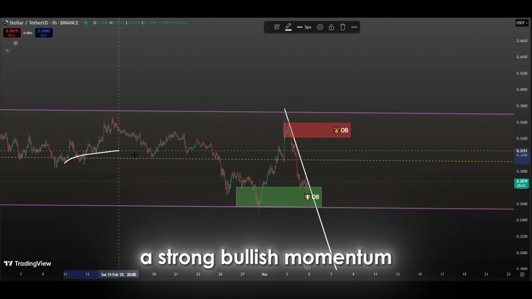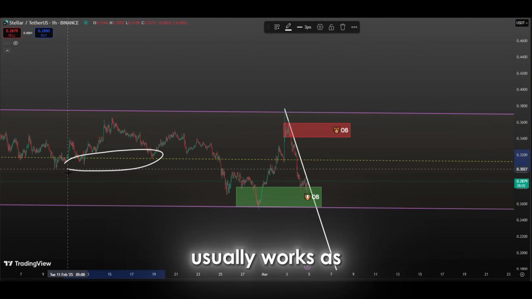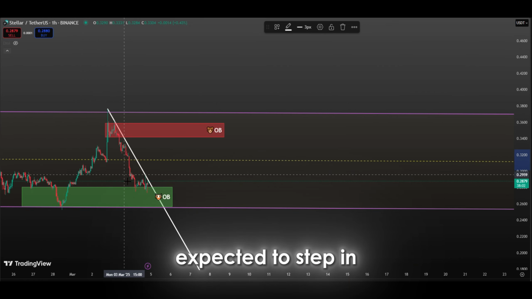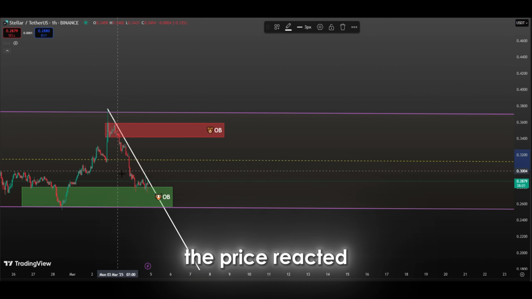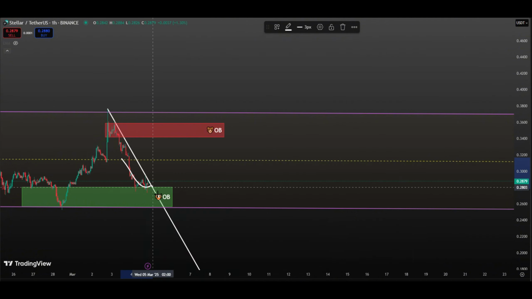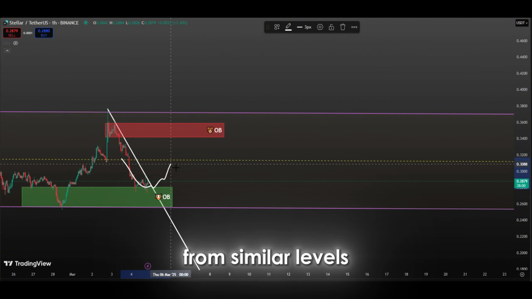The current price level is close to the lower band of the channel, but it has not yet gained a strong bullish momentum. The lower band usually works as a strong support level where buyers are expected to step in. Looking at how the price reacted when it came to this area before, it seems to have received upward reactions from similar levels.